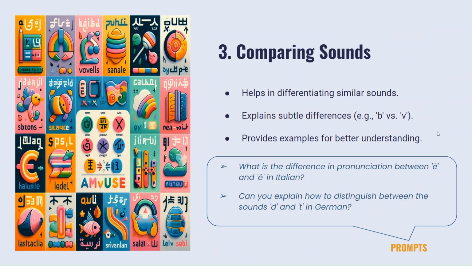We have comparing sounds. ChatGPT can help in differentiating similar sounds, explain the differences, the ones that are a little bit more subtle, and then provide examples. So as a prompt, we can ask what is the difference between e and e in Italian, or if you can explain how to distinguish between the sounds D and T in German.